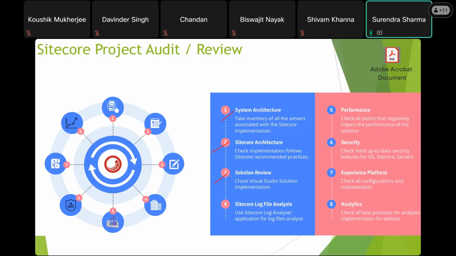You can go to Visual Studio and check whether any hardcoded things are implemented, and whether the Helix solution, guidelines and principles are followed or not. Check the site, do the analysis of the log files, and check how many error logs there are. For that, you can use a tool called Sitecore Log Analyzer. You can use this kind of tool, which will give you good feedback.